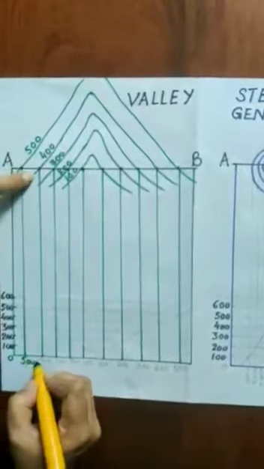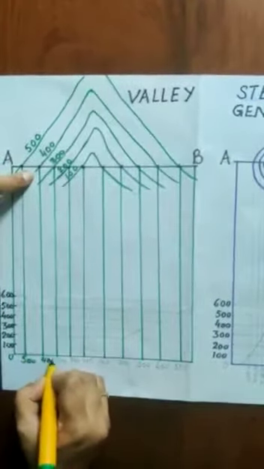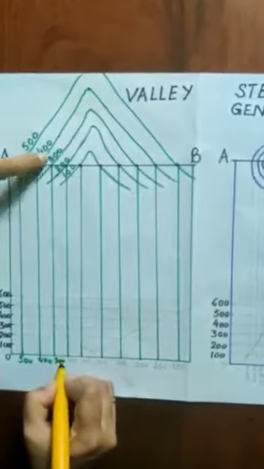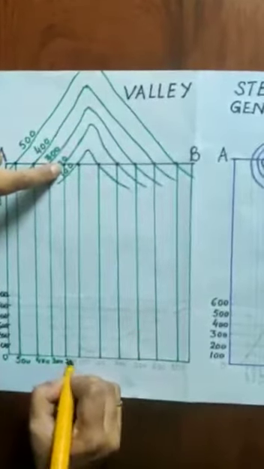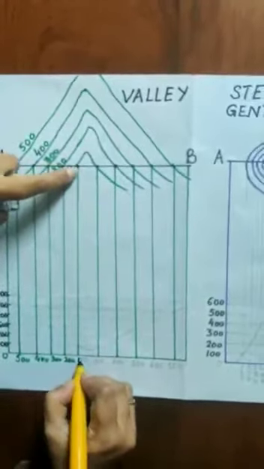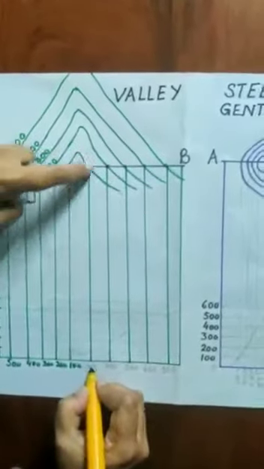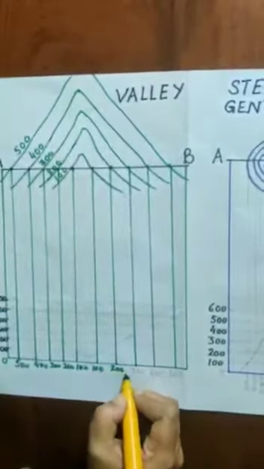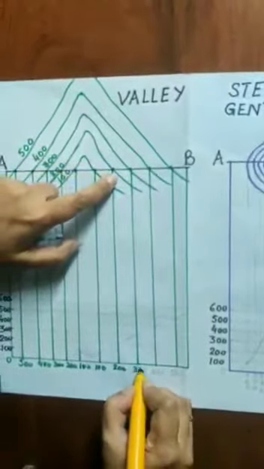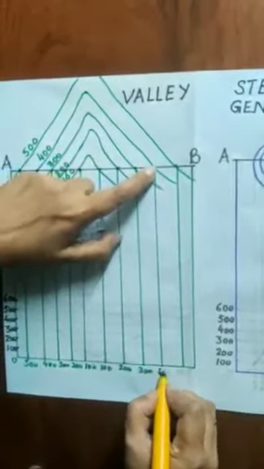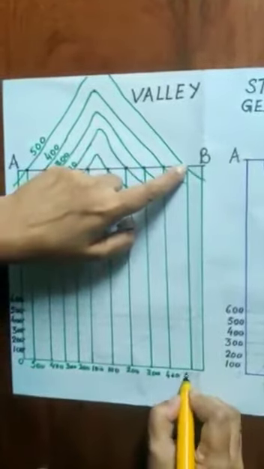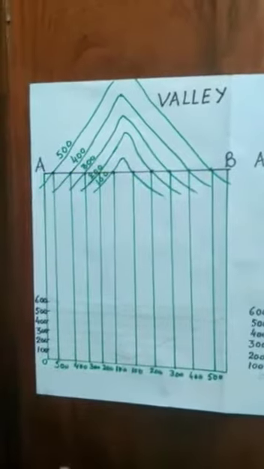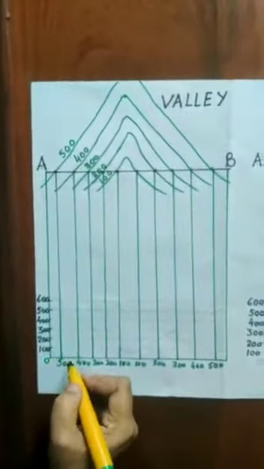500, seeing from here 400, 300, 200 and 100. Again the same contour comes back. 100, 200, 300, 400 and 500. Right?